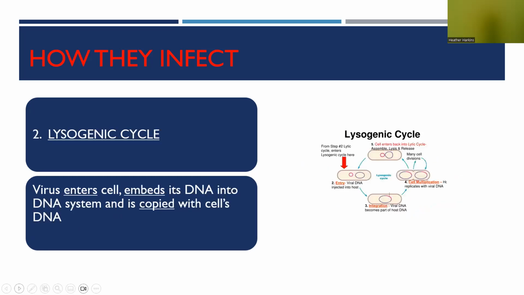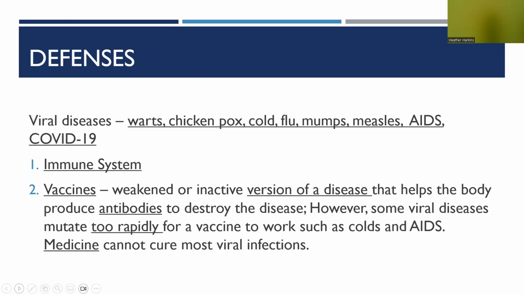That's the first part. 2 is the lysogenic cycle. When it gets done with that, it can also enter a cell, embed in its DNA, and copy that cell's DNA. So it's kind of like making a clone, so to speak. It replicates, okay? And it can do that rather quickly sometimes.